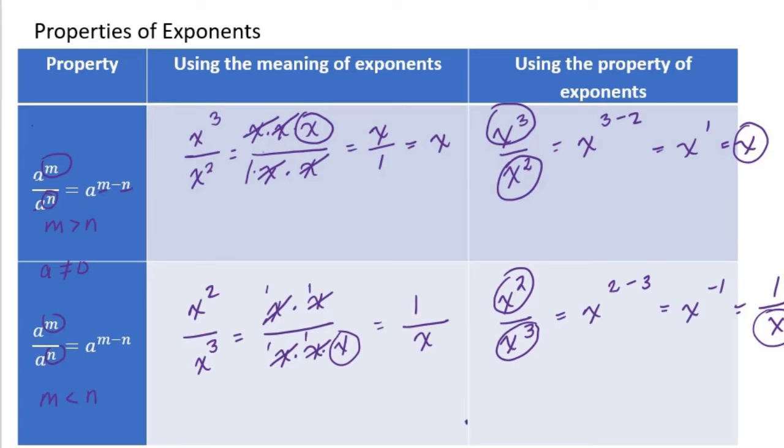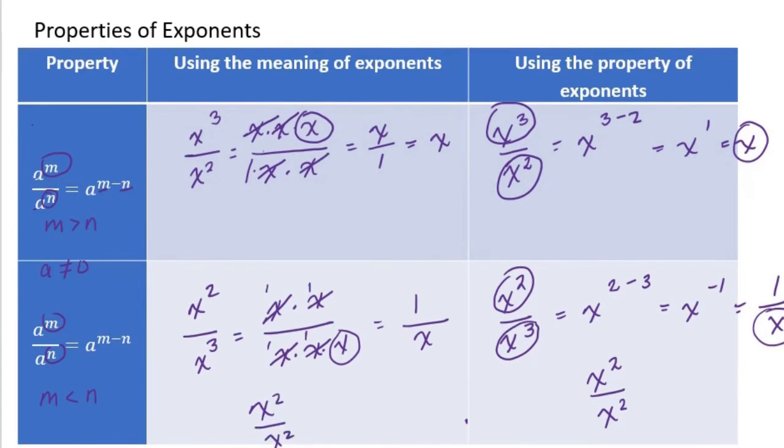One additional piece I'd like to look at is what happens when m and n have the same value. For example, what happens if I have x to the power of 2 divided by x to the power of 2? So I'll write that over here using the meaning of exponents. x to the power of 2 divided by x to the power of 2 just means I have x times x on the top of the fraction, and x times x on the bottom of the fraction.